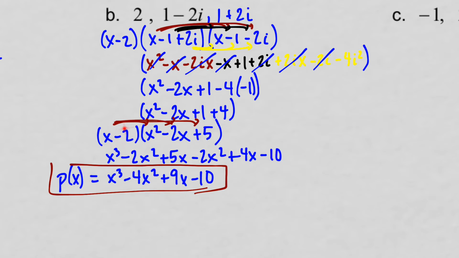Then I finally multiply the x minus 2 times that one, and I got this, which I combined the like terms, which is the negative 2x squared and the negative 2x squared, the 5x and the 4x, and I got my final answer, which is p of x equals x cubed minus 4x squared plus 9x minus 10.